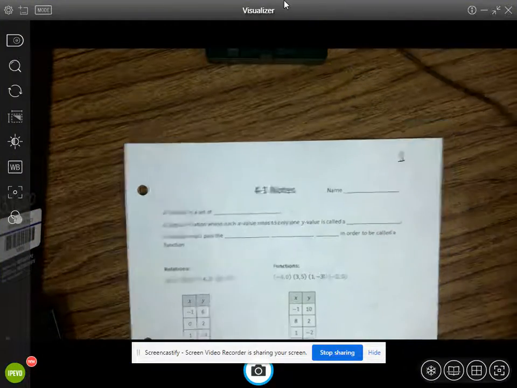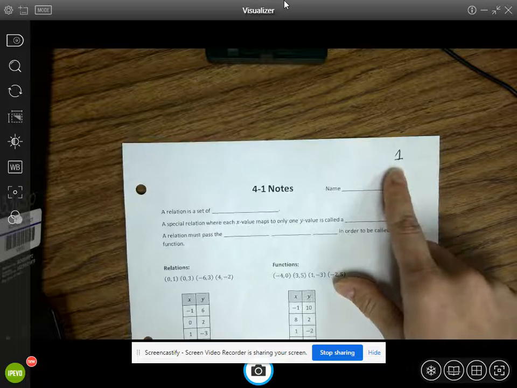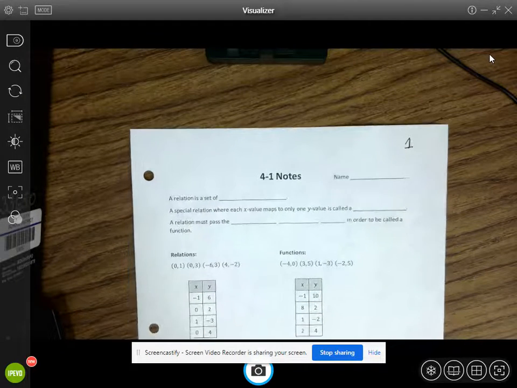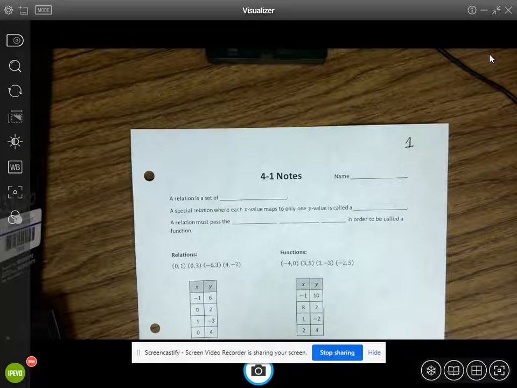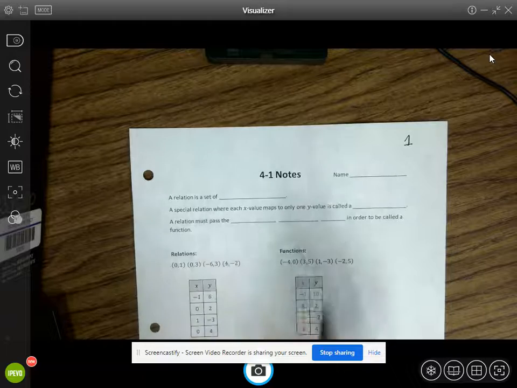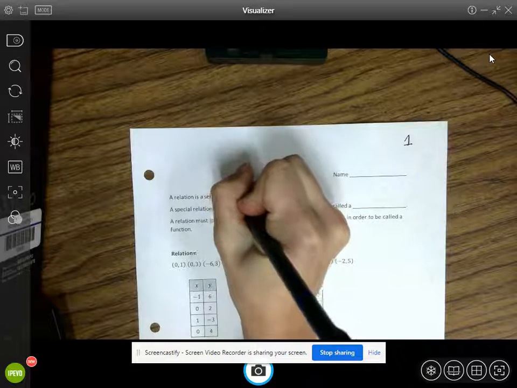All right, we're looking at page 1 in your 401 notes. A relation is a set of ordered pairs.